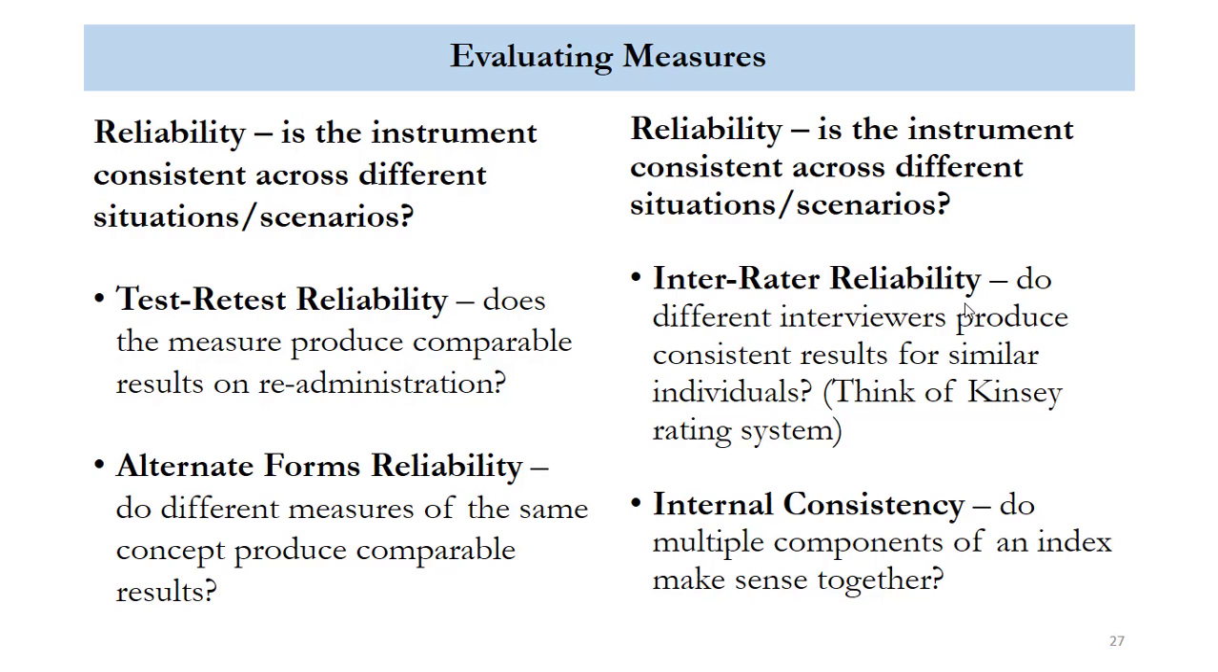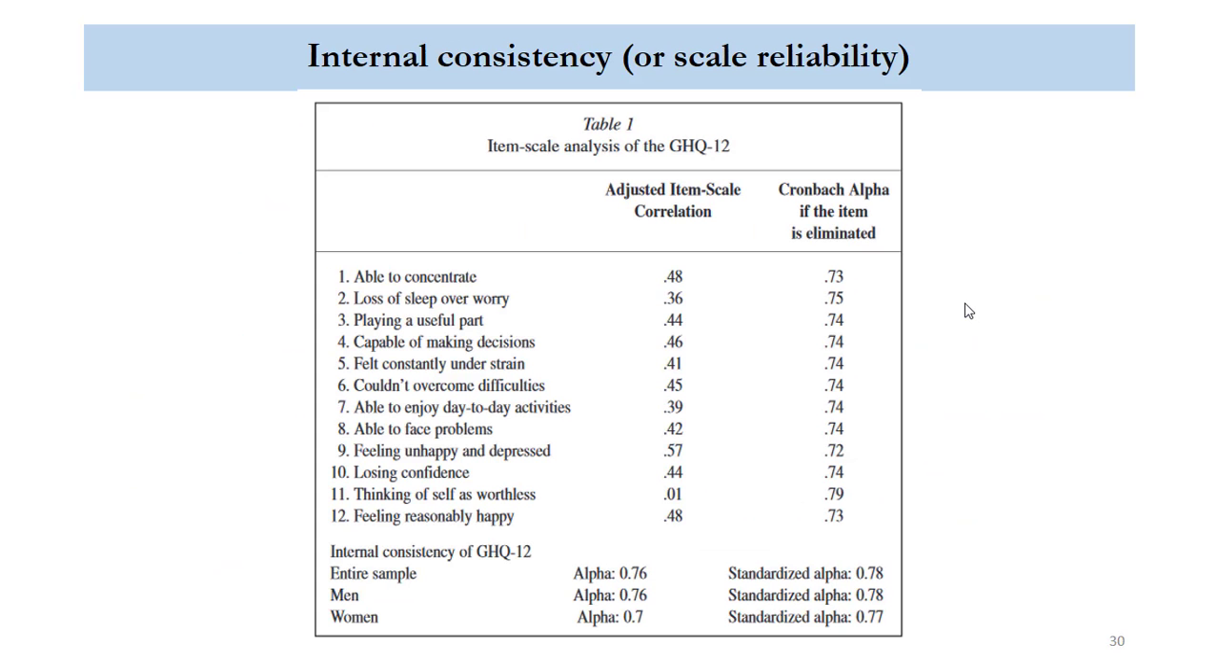Internal consistency then is the extent to which multiple components of an index make sense together. An example here is the GHQ, the General Health Questionnaire. This is often used as a measure of mental well-being. There are different versions of the GHQ that use either more or fewer questions. There's a more simplified version, and there's also a more elaborate version.